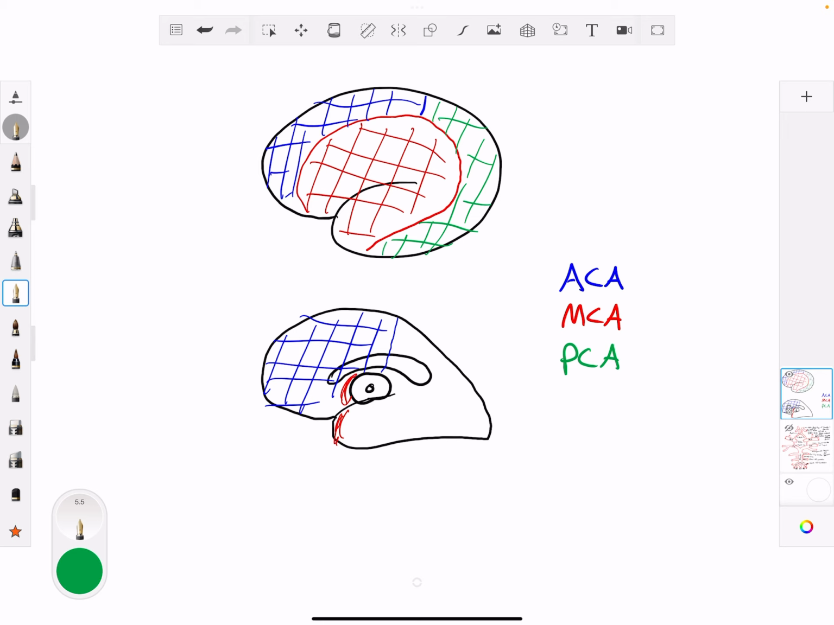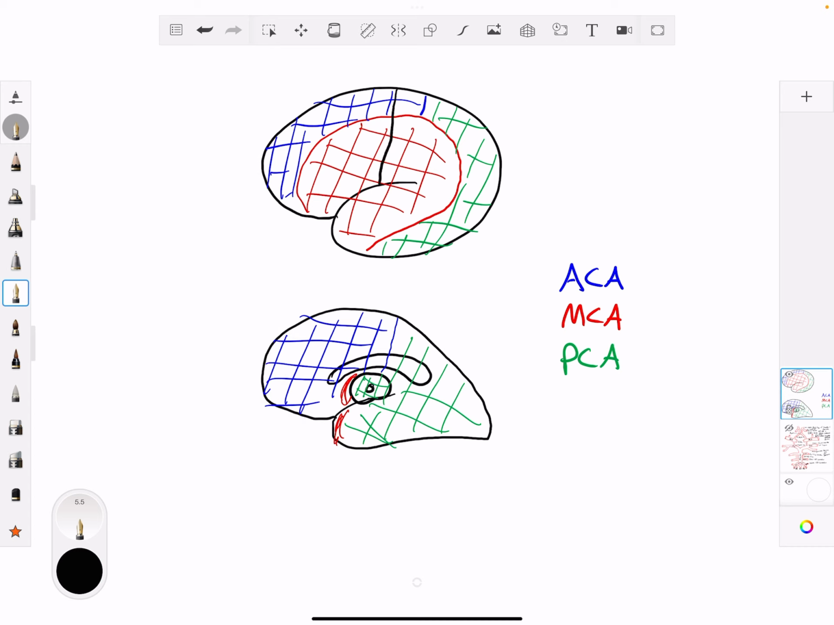Posterior hits the back. This will hit the thalamus. And then the back. All right. This will explain some of the symptoms that we see, right?